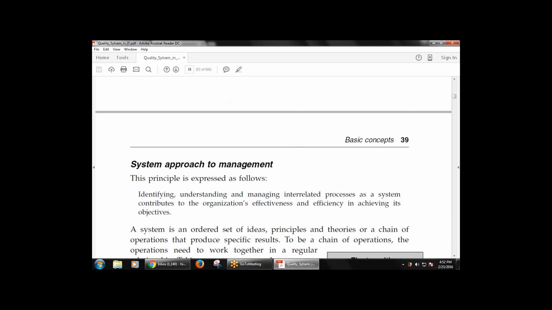That means what are the various processes that are interlinked with each other as a system that contributes to the organization's effectiveness and efficiency in achieving the objective. So whatever the objective, whatever the task that is available, that is used with the interrelated processes, identifying, understanding and managing them as a system that contributes to the organization's effectiveness and efficiency in achieving the objective.